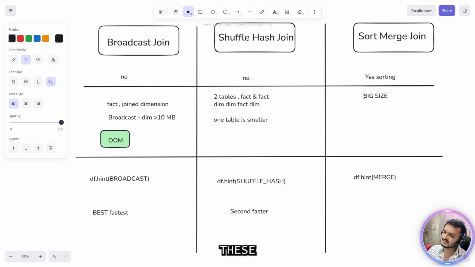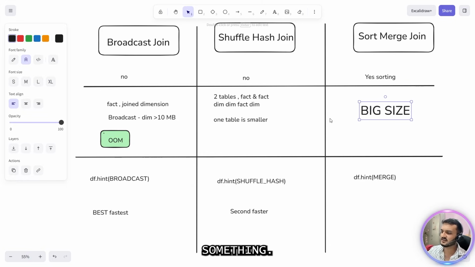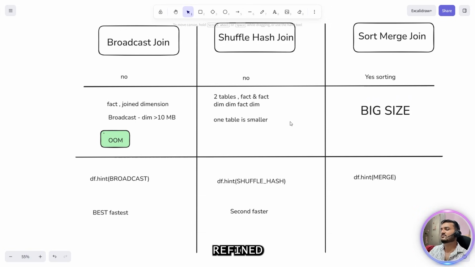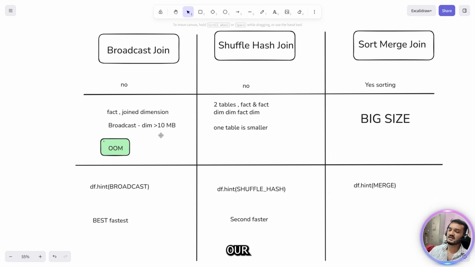It is not like these joins are very bad or something. Since it is a Spark join, it is also optimized. Don't feel like this join will take time or something. These are more refined ways of joining. That's why broadcast and shuffle are used in our industry so much.